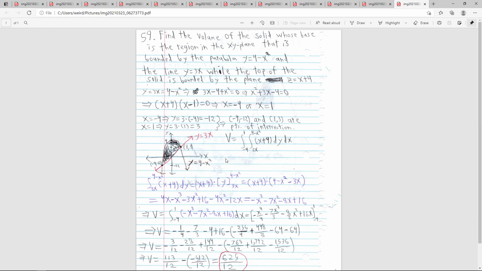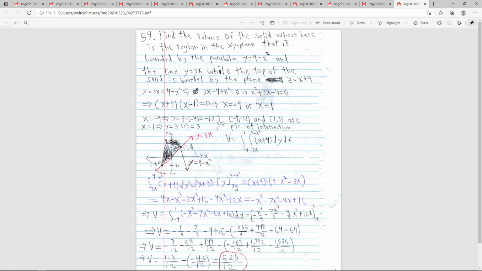And we set this up. I chose to make the x coordinates the ones that are the base, so x equals 1 and x equals negative 4 for those limits. Since y equals 3x and y equals 4 minus x squared are given in that form, you don't have to mess with them anymore. So 4 minus x squared will be the top, 3x the bottom, because you go from bottom to top. 3x is obviously below the parabola's region here.